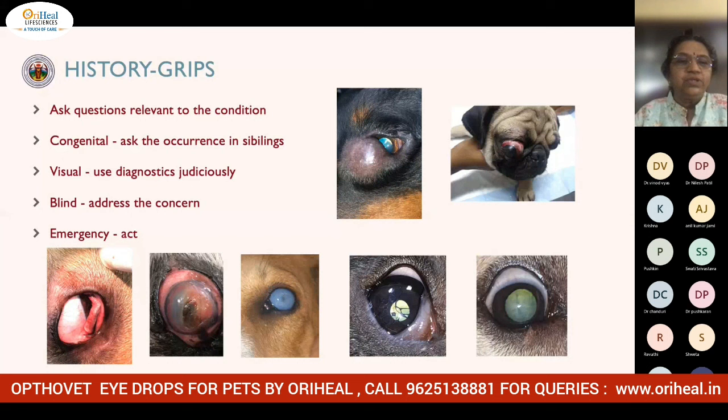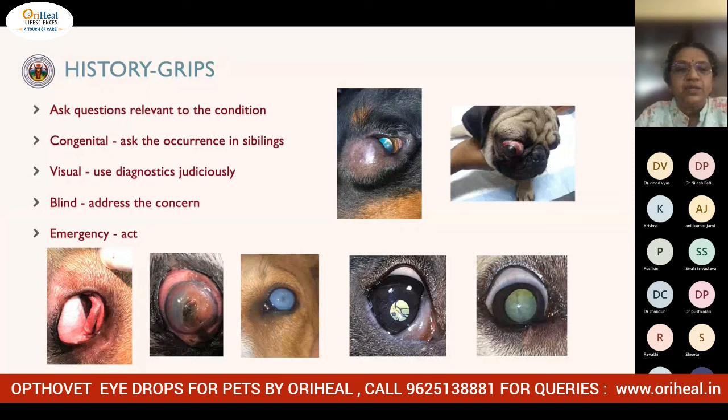For example, if it is a congenital condition, so this is a congenital condition where you can see some strands inside. These strands are attached to the iris, jumping from one end to the other end. So these strands are pupillary membrane strands. Persistent pupillary membrane is supposed to atrophy in an adult eye, but they are still present. So with such types of congenital conditions, you can ask for the occurrence in the siblings. So that is why I said relevant to the condition.